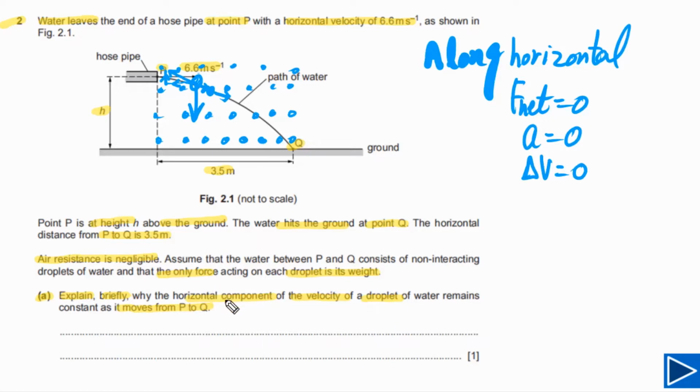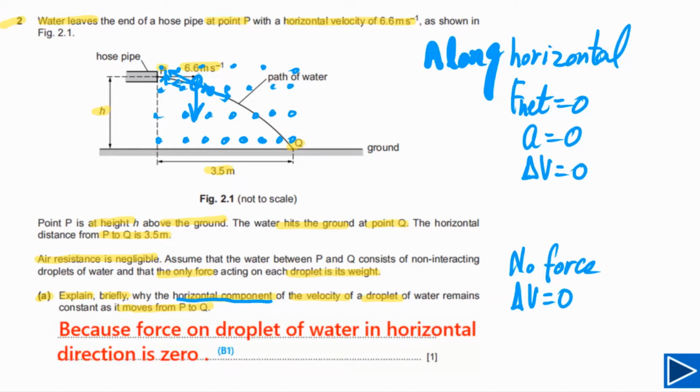But this question is only asking us about the horizontal component. As there is no force along horizontal, the horizontal component will remain constant. So simply you can say no force along horizontal, or better to say no net force, so delta v is equal to 0. Let me show you how you can write down the answer. This is how you can write down the answer. If you have mentioned this point, that the force on the droplet of water in horizontal is 0, this is the main point. If you have written this one, you will get one mark.